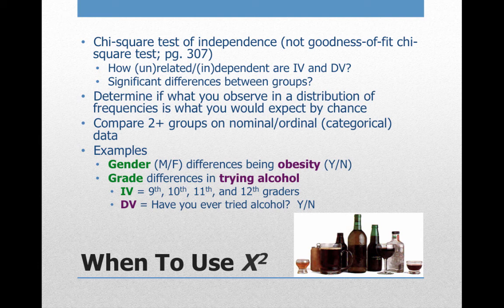While we could technically calculate an average grade level among our sample, we can't really look at differences if we calculate a mean. So in this case, we're going to treat an ordinal variable as categorical. We're going to say that we have 4 different groups for our independent variable: 9th, 10th, 11th, and 12th graders. And we want to see, is there a difference between these 4 groups on whether or not they've ever tried alcohol? Yes or no?